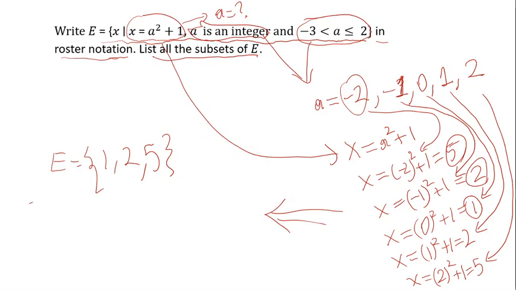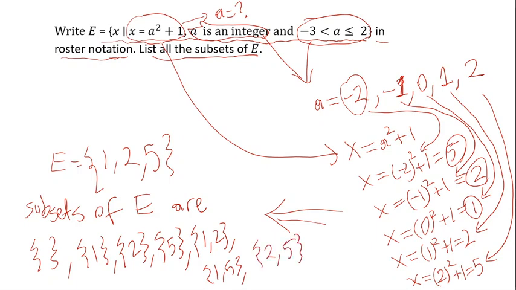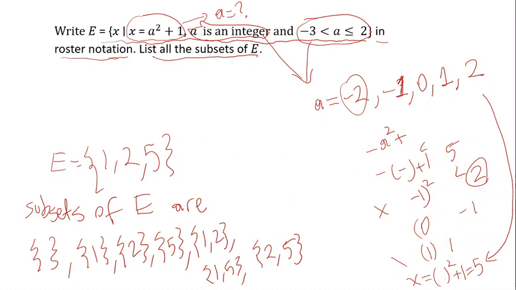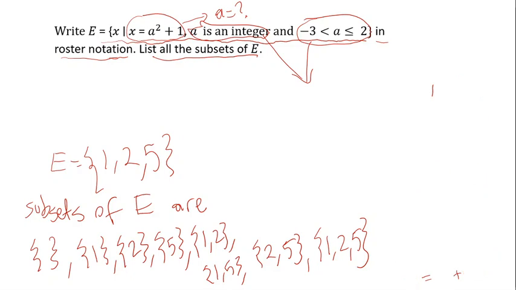Now the subsets of E are the empty set, {1}, {2}, {5}, {1, 2}, {1, 5}, {2, 5}, and {1, 2, 5}. So this is the answer here.